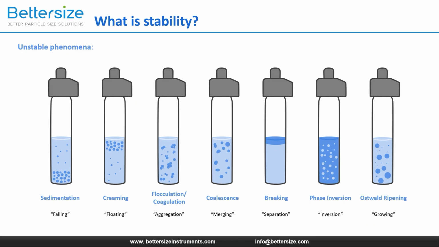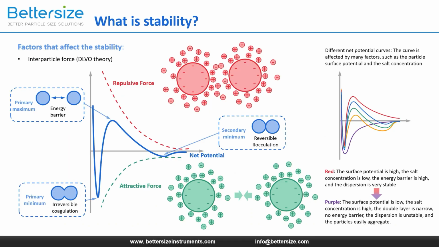The last phenomenon is Ostwald ripening. It happens when the smaller droplets first dissolve and then deposit on larger droplets, because larger droplets are beneficial to a thermodynamically stable system. Stability of dispersions can be influenced by several factors, including interparticle force, steric hindrance, particle size, and density.